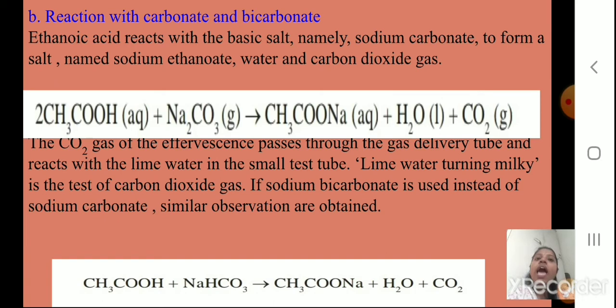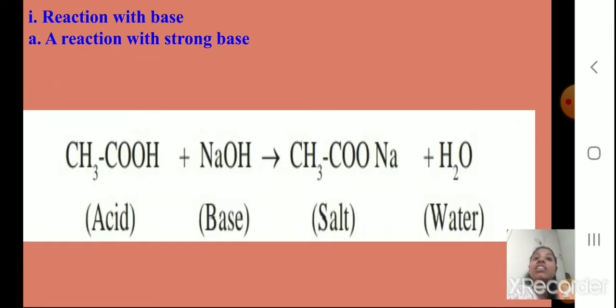Okay, students, I hope this reaction is also clear. And as I told you, we will see the reaction with a strong base. Write and see. CH3COOH, that is the acid, plus you are taking a base, that is NaOH, will give you a salt, CH3COONa, sodium acetate, the common name, plus H2O, that is water. Okay, students, I hope it is clear to you now.